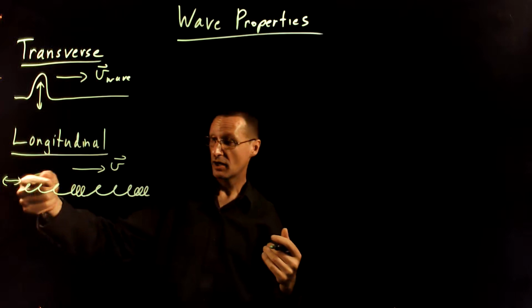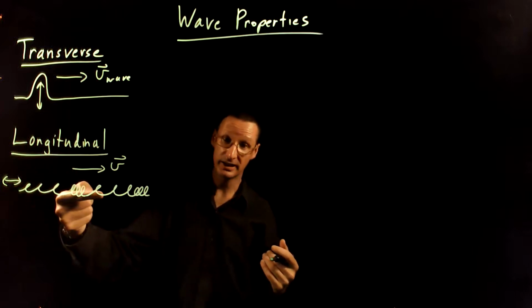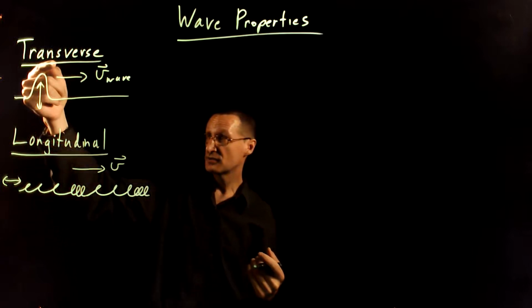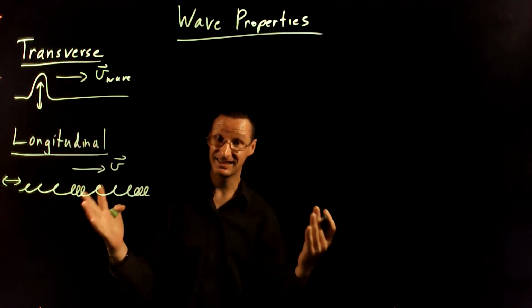The pressure waves are along the same direction that the wave is propagating, whereas with transverse waves, a good example of that is light wave.